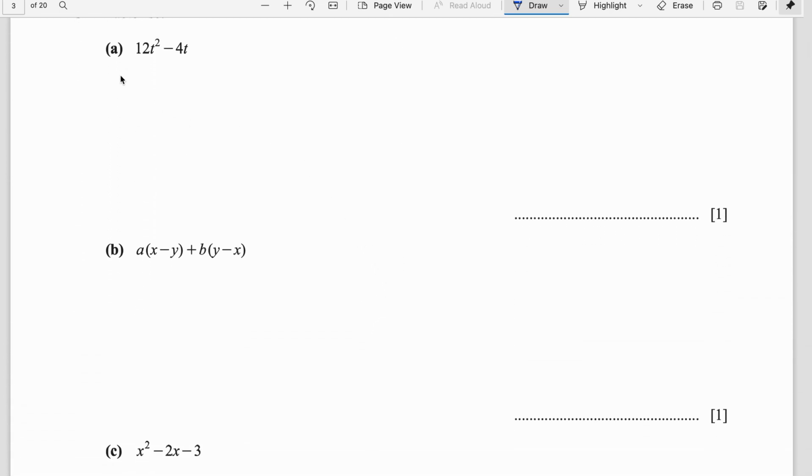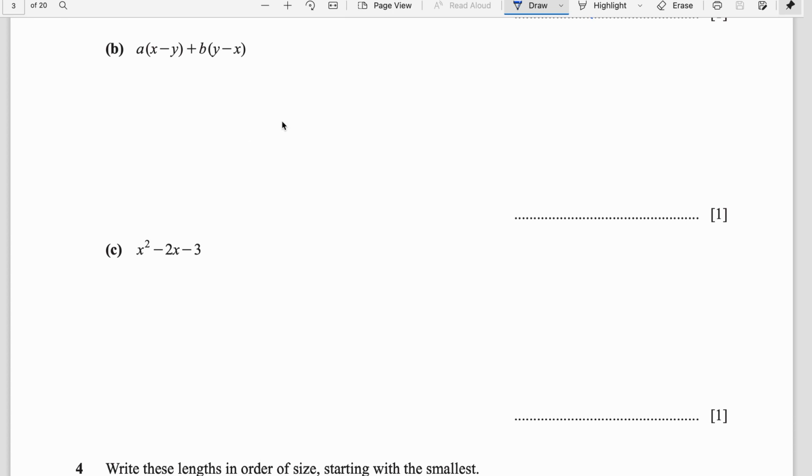Question 3. Factorize. First we take out the common factor 4. This is 3t squared minus t. We could also take out 4t as common. So 3t minus 1. So 4t times 3t minus 1.